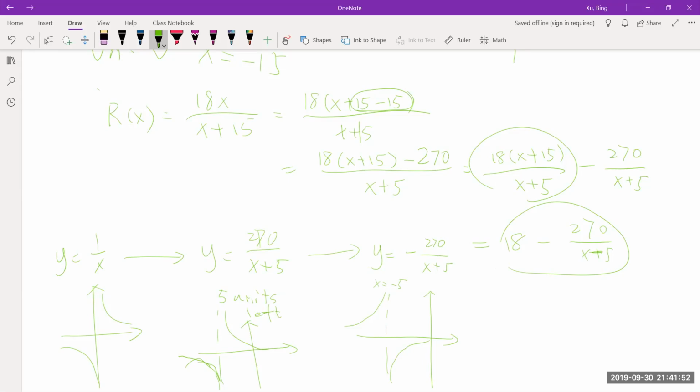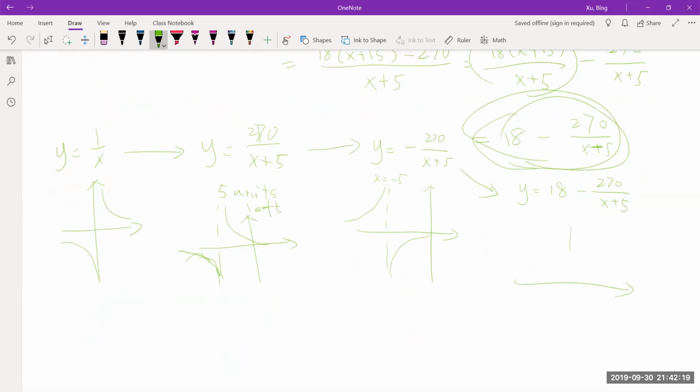Any questions so far? Okay, now I want to turn that function into 18 minus that, our R of x. So you're adding 18 to the whole thing, meaning moving your graph 18 units up. Before, the horizontal asymptote was y equals 0, now it's 18 units up. So your horizontal asymptote becomes y equals 18. I know it's not proportional here.